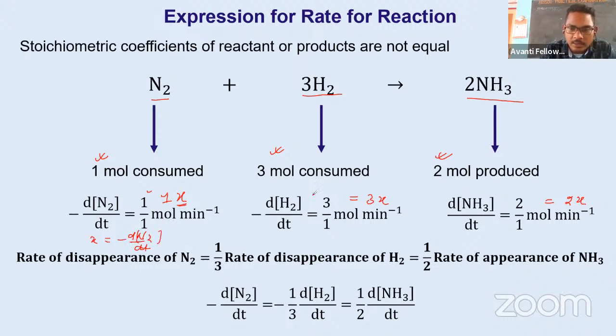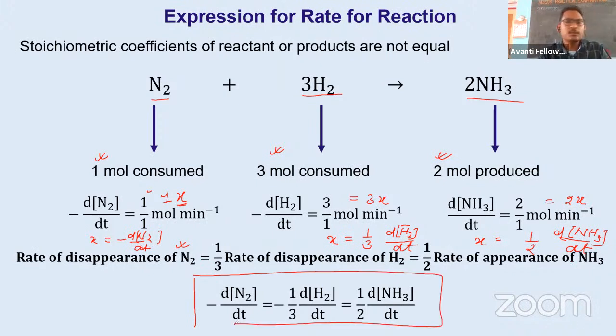And here we can write x equal to the speed of this reaction, which is 1 by 3 of the change of hydrogen with respect to change in time. And here the change is 1 by 2 d[NH3]/dt. So now if we equate x with everything, then whatever the rate of disappearance of nitrogen is equal to 1 by 3 of the disappearance of hydrogen, and that is equal to 1 by 2 the rate of appearance of NH3. If we equate them, we get this relation.